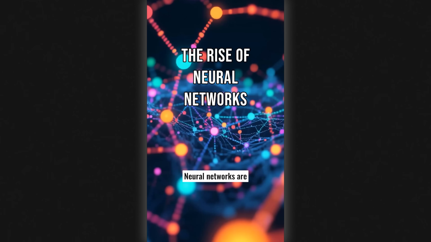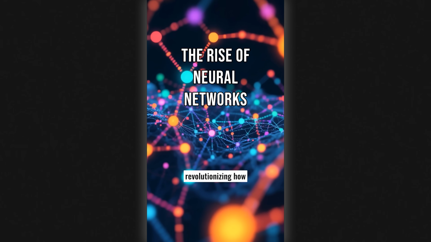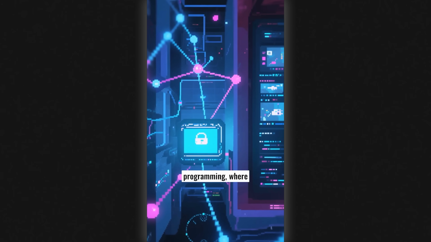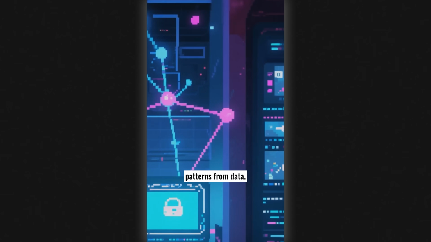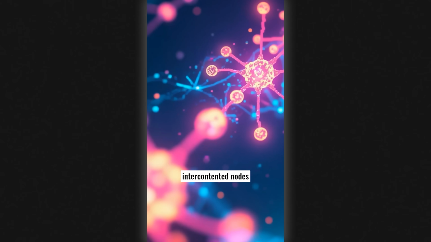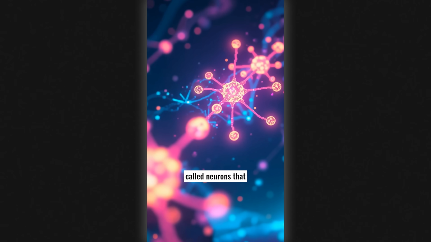Let's watch it. Neural networks are revolutionizing how computers process information. Unlike traditional programming, where we give explicit instructions, neural networks learn patterns from data. They consist of interconnected nodes called neurons that mimic how our brain processes information.